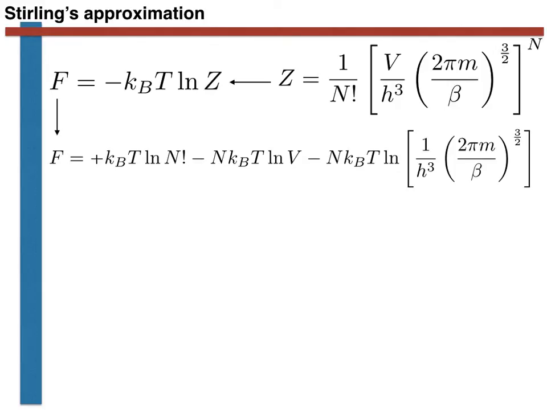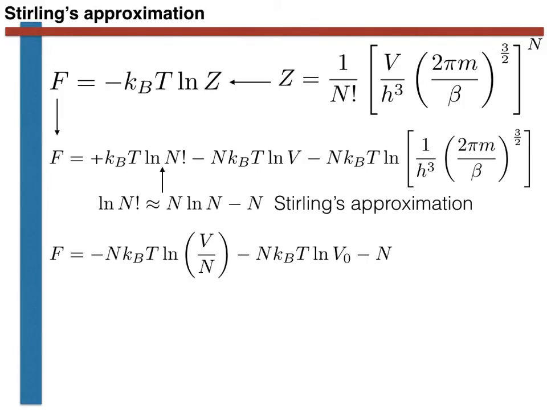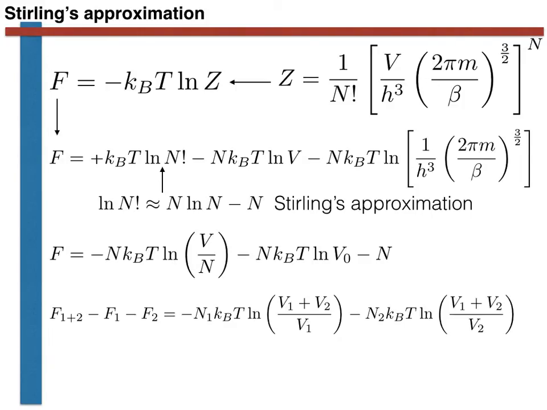At this stage, it is also going to be useful to remember a result known as Stirling's approximation, which tells us that for large n, the logarithm of n factorial is approximately equal to n log n minus n. When this approximation is inserted into our expression for the free energy, we get the following. Now remember the expression that we got for the change in free energy when we added the imaginary partition between the two chambers. This expression is shown again here.